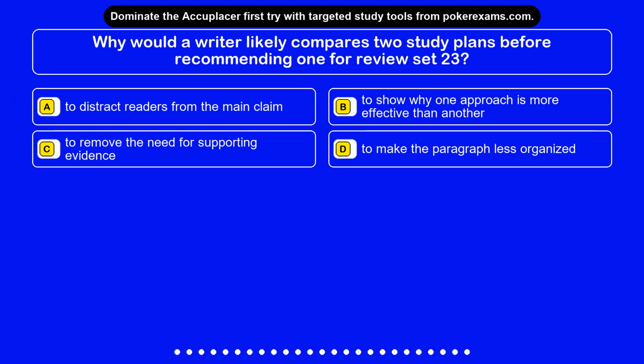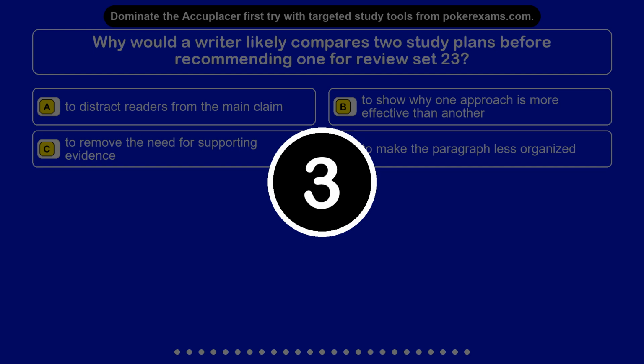Question 16. Why would a writer likely compare 2 study plans before recommending one for review set 23? Option A. To distract readers from the main claim. Option B. To show why one approach is more effective than another. Option C. To remove the need for supporting evidence. Option D. To make the paragraph less organized.